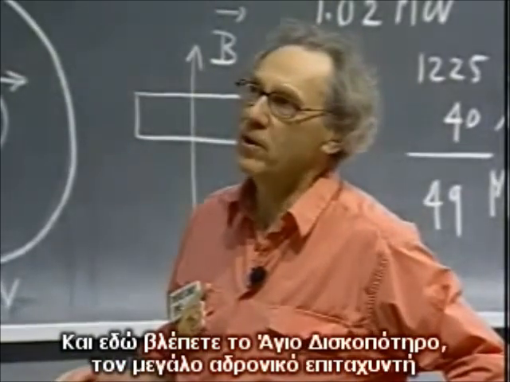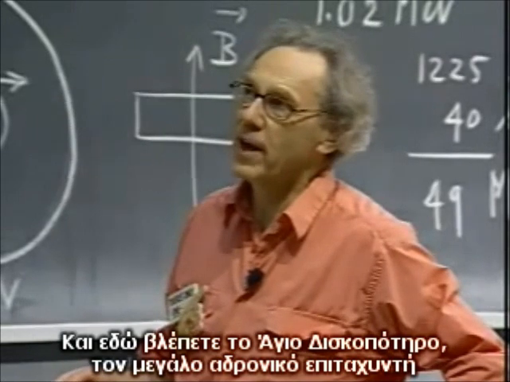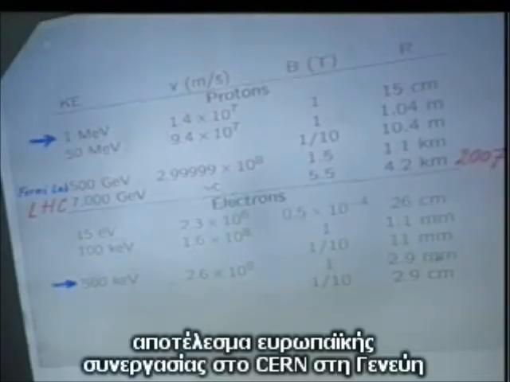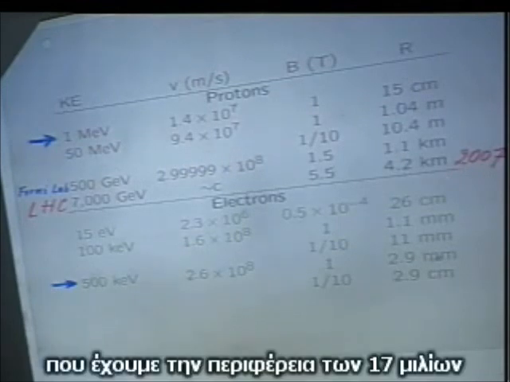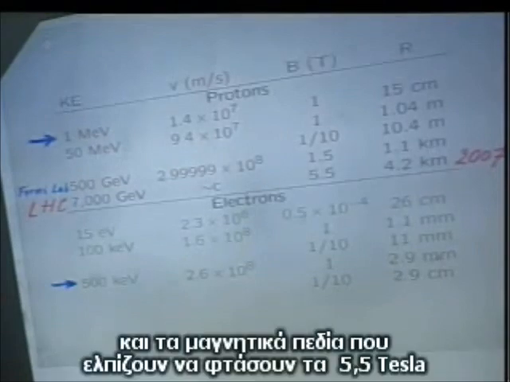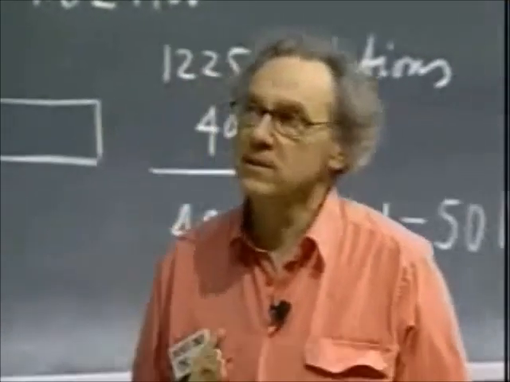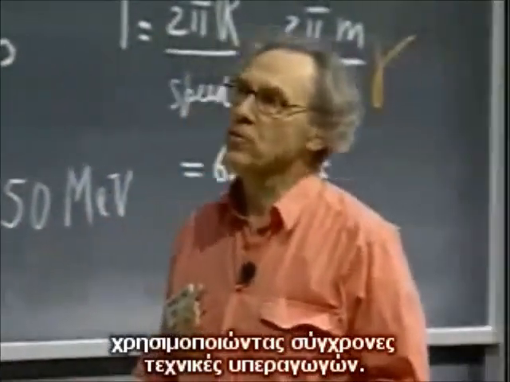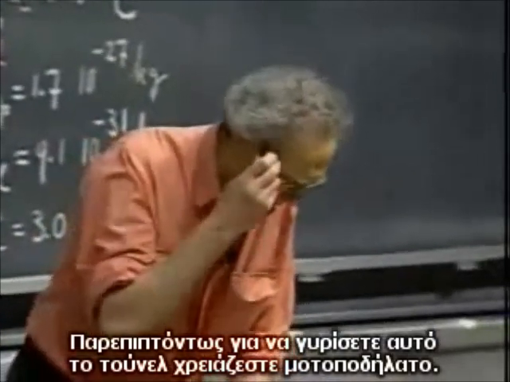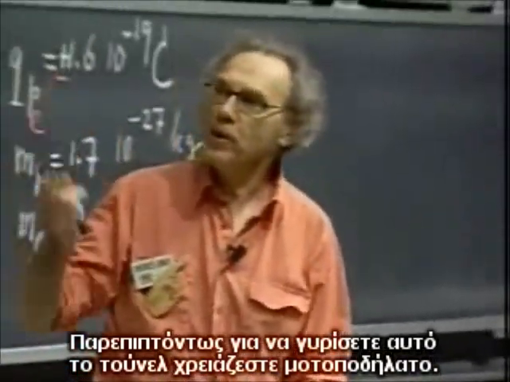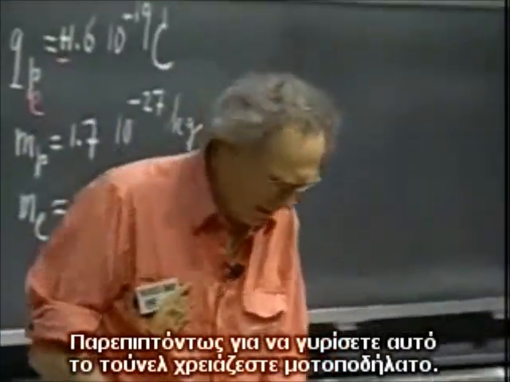And here you see the Holy Grail, the Large Hadron Collider, European collaboration in Geneva at CERN, whereby you have the circumference of 17 miles and the magnetic field that they hope to achieve going up to 5.5 Tesla using modern techniques of superconductors. So if you want to go around in these tunnels, by the way, you need a motorcycle. You go 17 miles around.